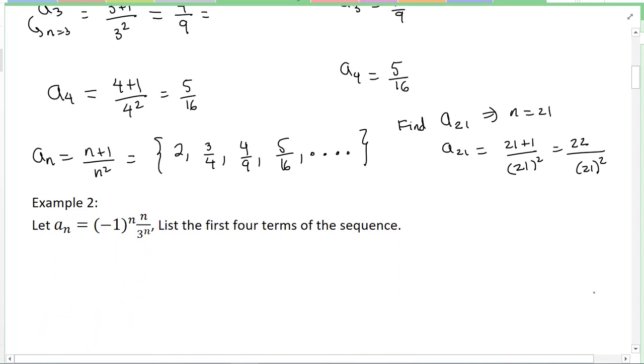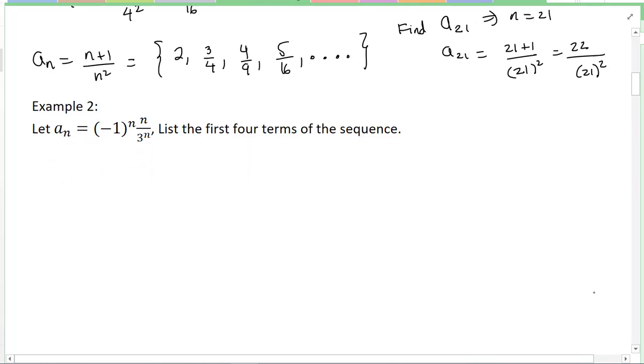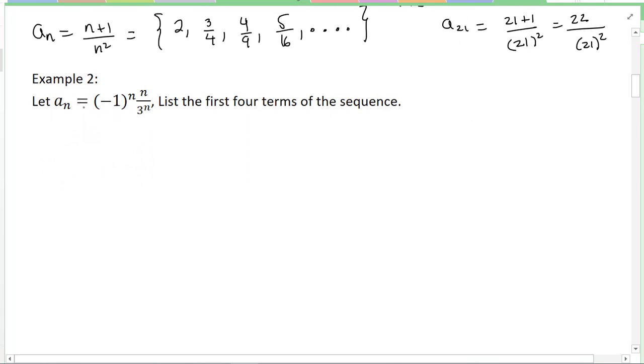Okay, so our next example, let a sub n be negative 1 to the n times the quantity n over 3 to the n. List the first 4 terms of the sequence. So same thing. We're going to go a sub 1. That means when n is 1. So everywhere I see an n, we're going to put in 1. So negative 1 to the 1 times 1 over 3 to the 1, which I'm just going to get negative 1/3. So a sub 1 is negative 1/3.